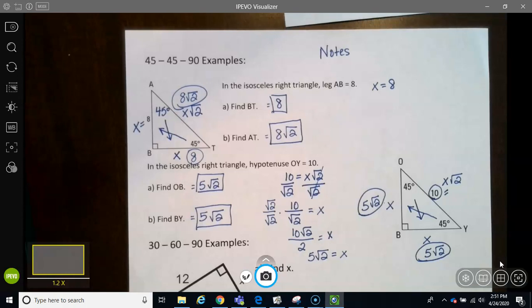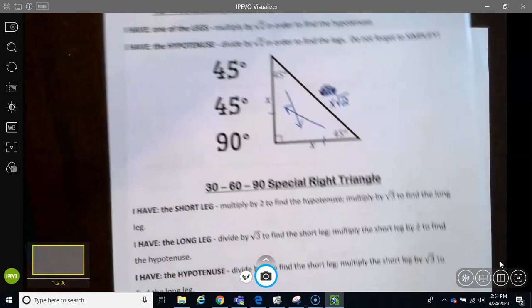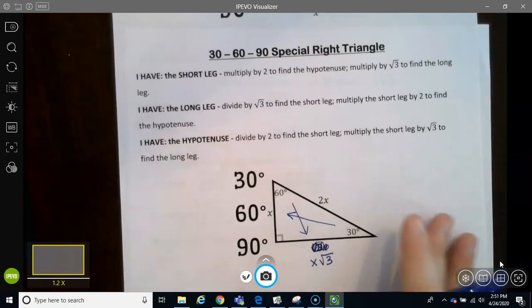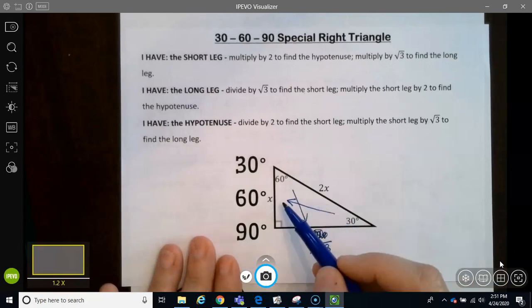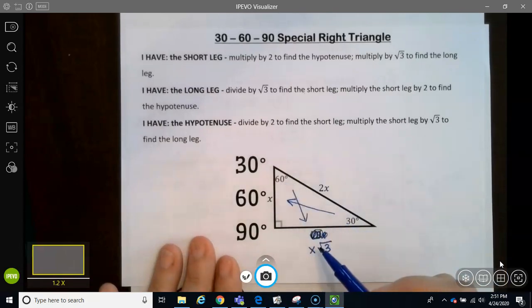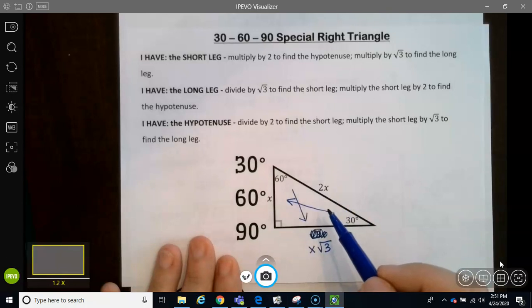Let's do some 30, 60, 90 triangles now. So just as a reminder, let me switch it up. 30, 60, 90 triangles. Across from the 30-degree angle is your x side. Across from your 60-degree angle is your x square root of 3 side. And then your hypotenuse is 2x. This is the one that confuses people more often than not.